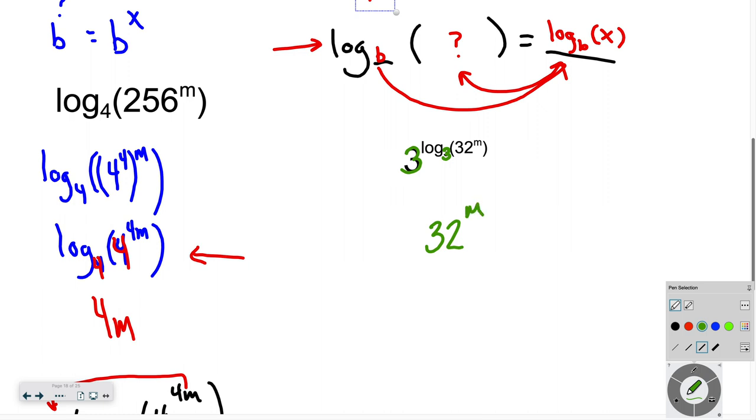You don't need to justify the inverse property. I'm giving you the property. If you recognize the property, you can basically just say, it's no different than saying the square root of x squared is x. You never needed to justify that. Same concept here. You don't need to justify it. It's just the argument, 32 to the m. What are your questions?